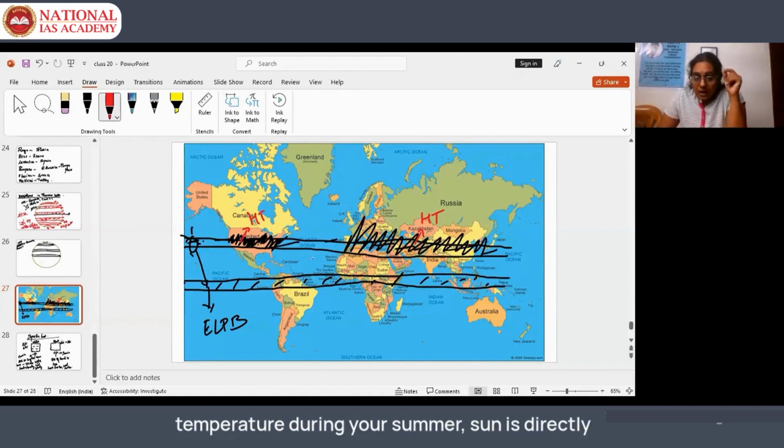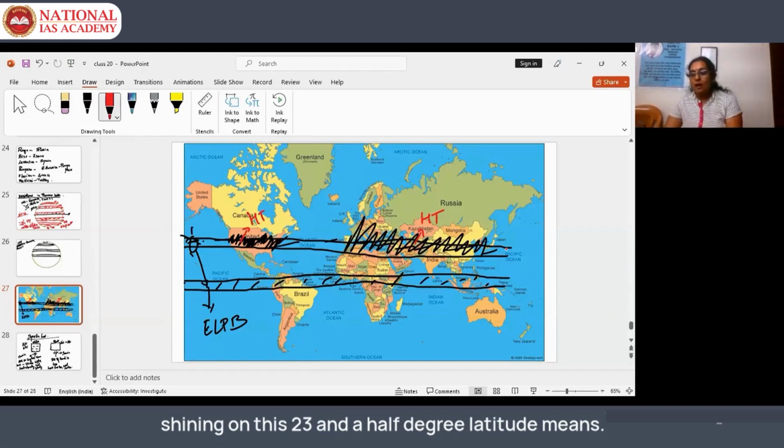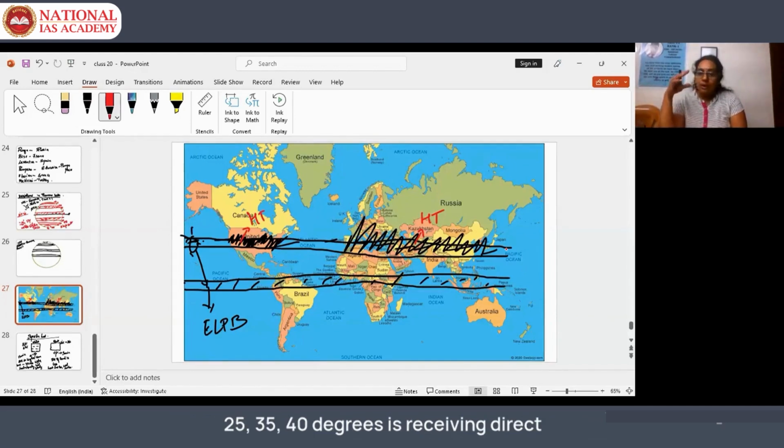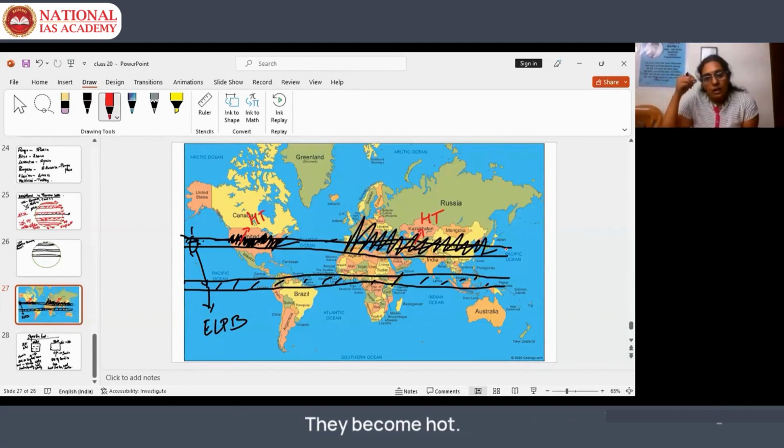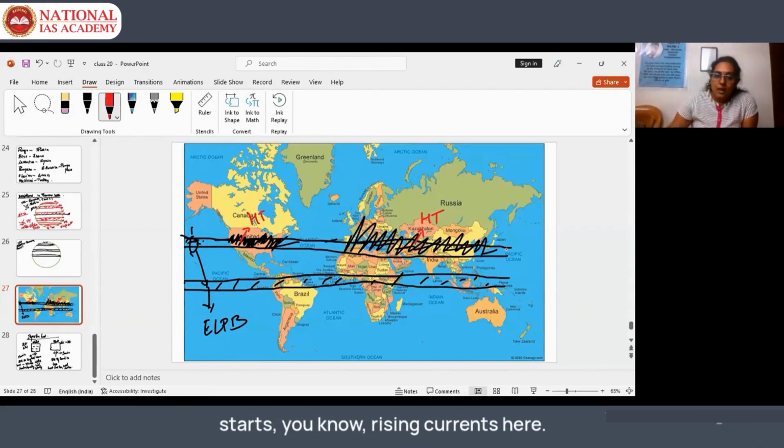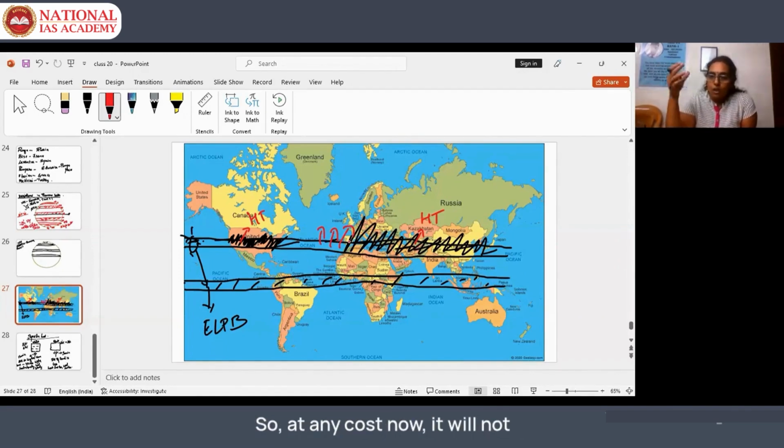So continent will be at a higher temperature during your summer. Sun is directly shining on this 23.5 degree latitude, which means 25, 35, 40 degrees is receiving direct, intense sunshine. They become hot, the continent is hot, and now the continent is so hot that it starts sending rising currents. Air starts rising from the ground. Why? Because ground is very, very hot. At any cost, now it will not allow sinking of air from the top.